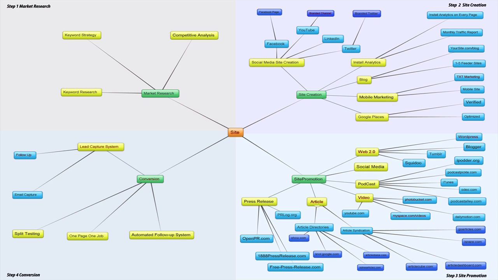And again, in part 1, we talked about market research, right? You need to find out what your customers are actually searching for, the problems that they're trying to solve. Step 2, you create a site around the problems that they're trying to solve. So you don't make your website about you, you make your website about the problems that your customers are having so that they know that you can solve them, right?